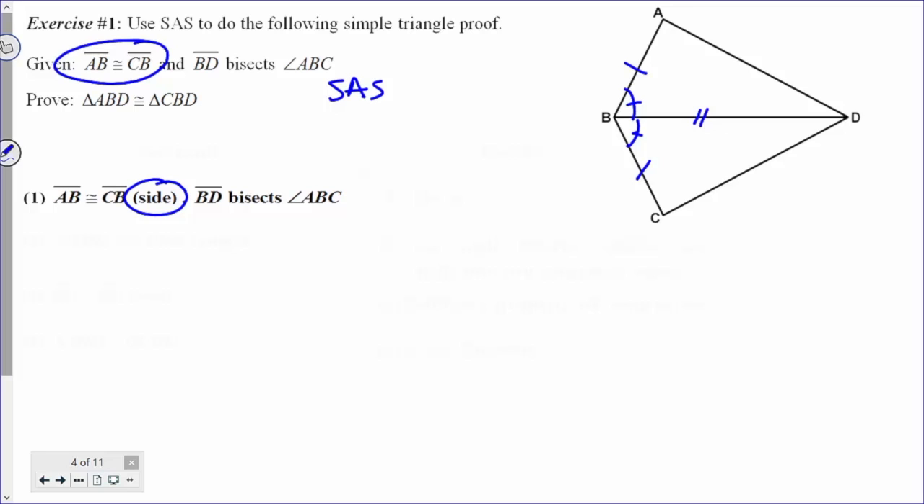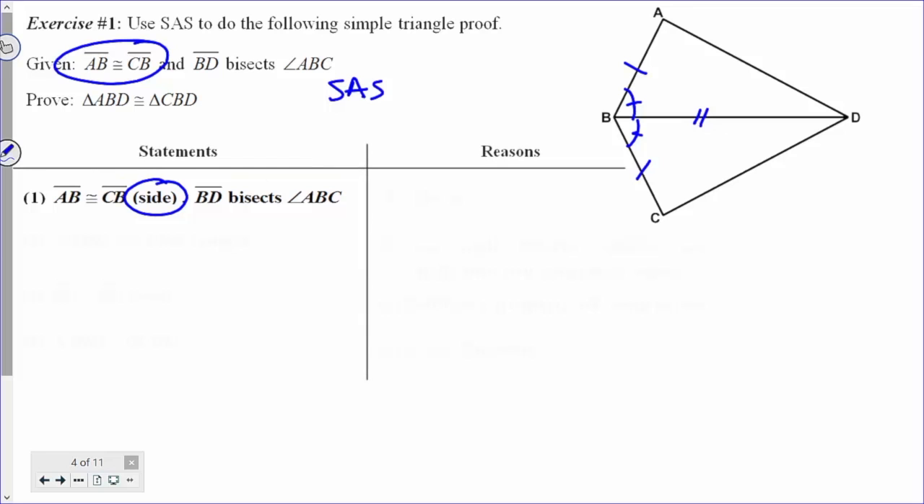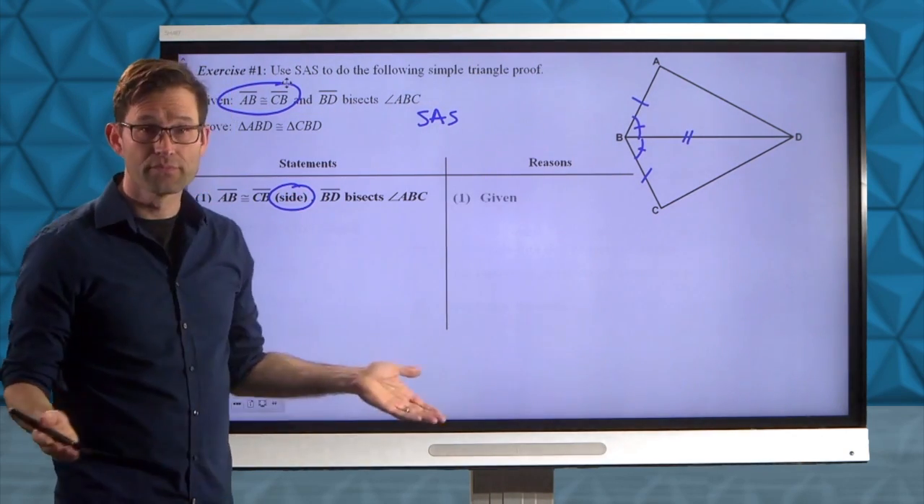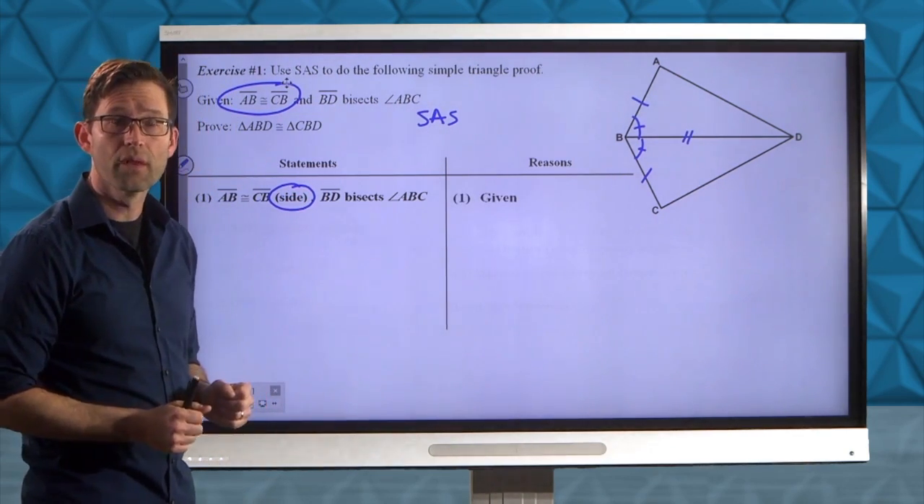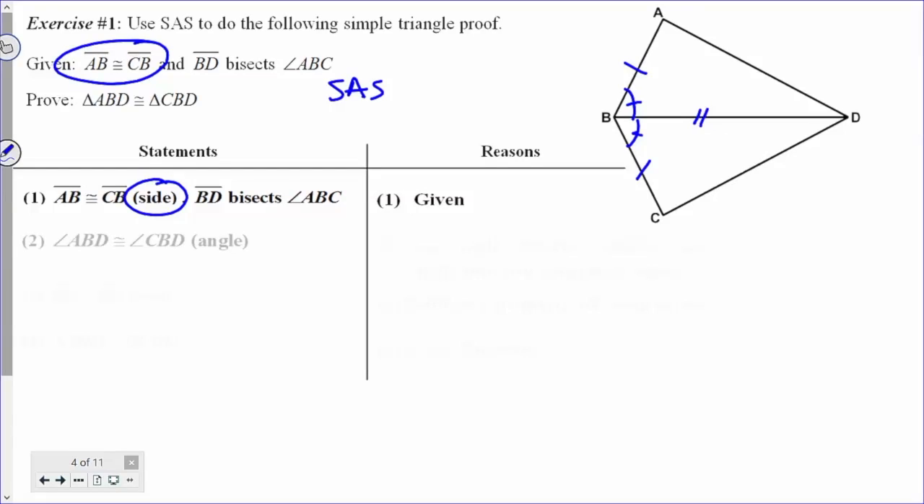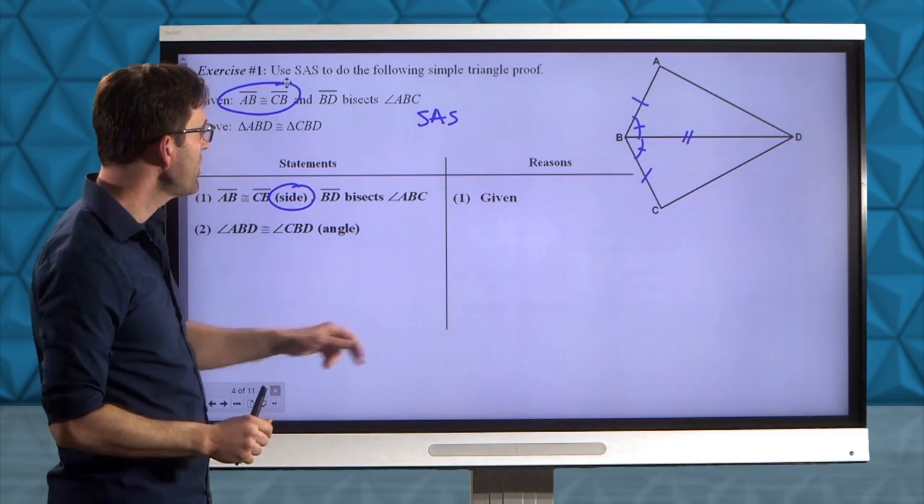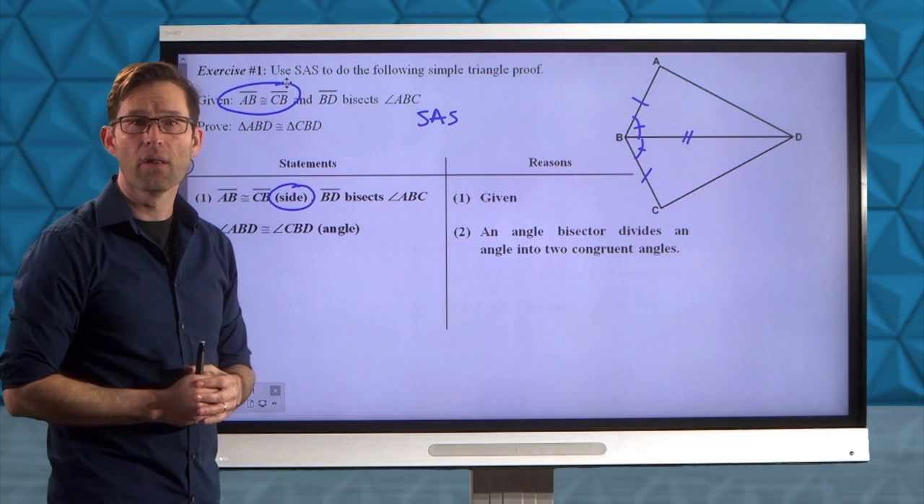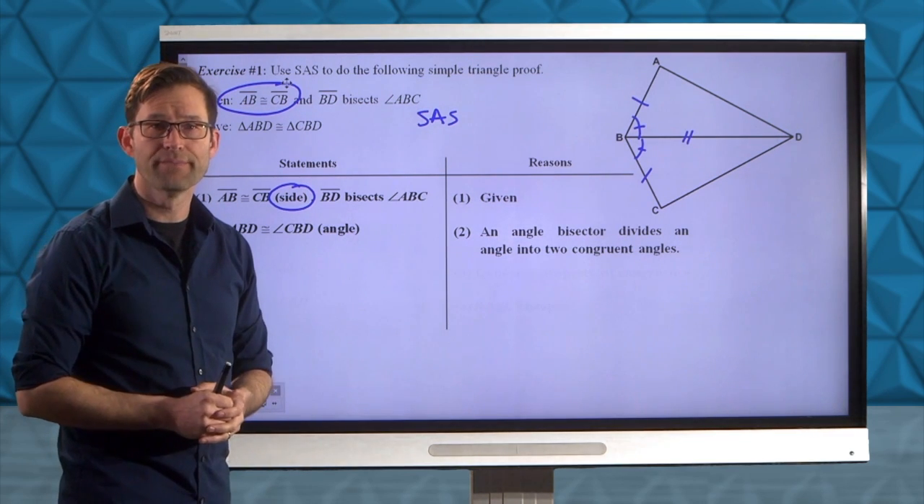And BD bisects angle ABC. There we go, get my T table in there. Now, why do I know those two? I know these two things because, again, they were given. So how does the rest of the proof play out? Well, I can now say that angle ABD, which I marked, is congruent to angle CBD. Why is that, right? What reason would I put down? Well, I will put down an angle bisector divides an angle into two congruent angles.